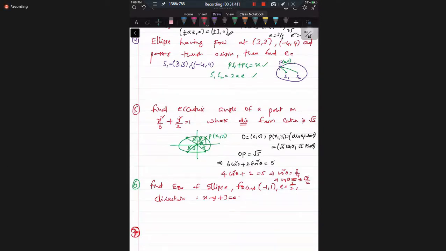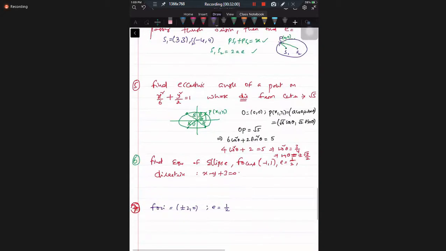P is x comma y. Next, the foci I have given here. Trace the ellipse.